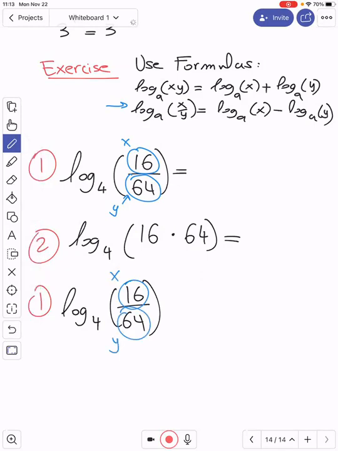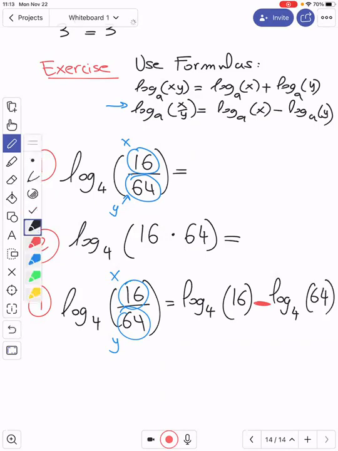If we use our formula, that will be log in base 4 of x, which is 16, minus, because it's a division, 16 over 64, so you get subtraction. So it's minus log in base 4 of y. Y is 64. Again, this is your x and this is your y.